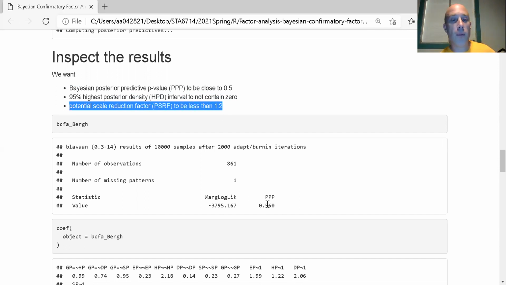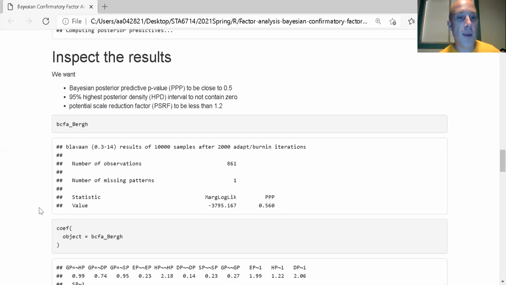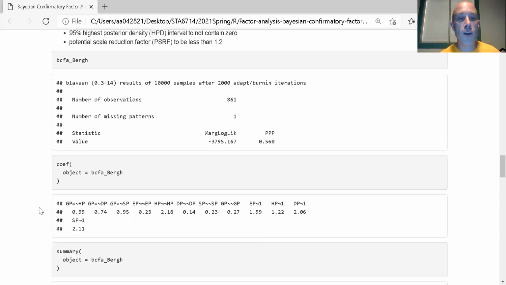All right, so let's take a look. My posterior predictive p-value is 0.56. I'm satisfied with that. Now let's go ahead and look at our coefficients.